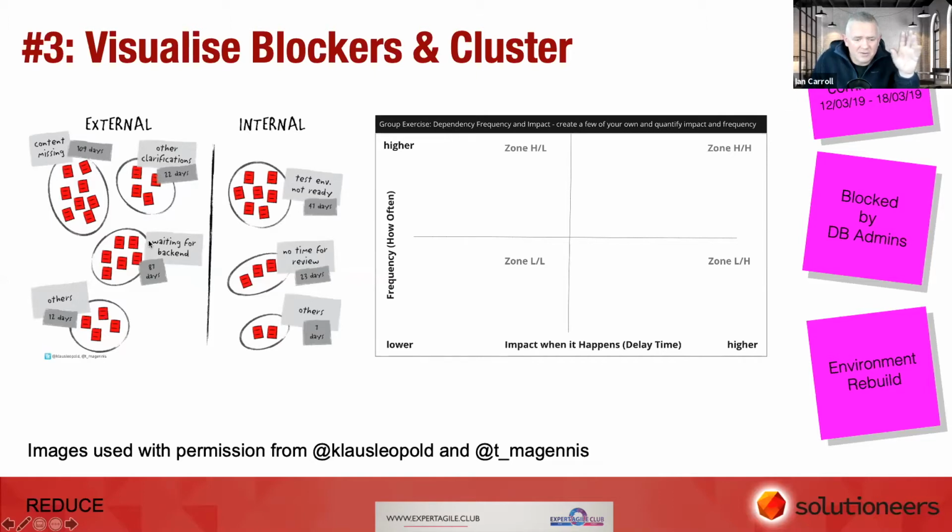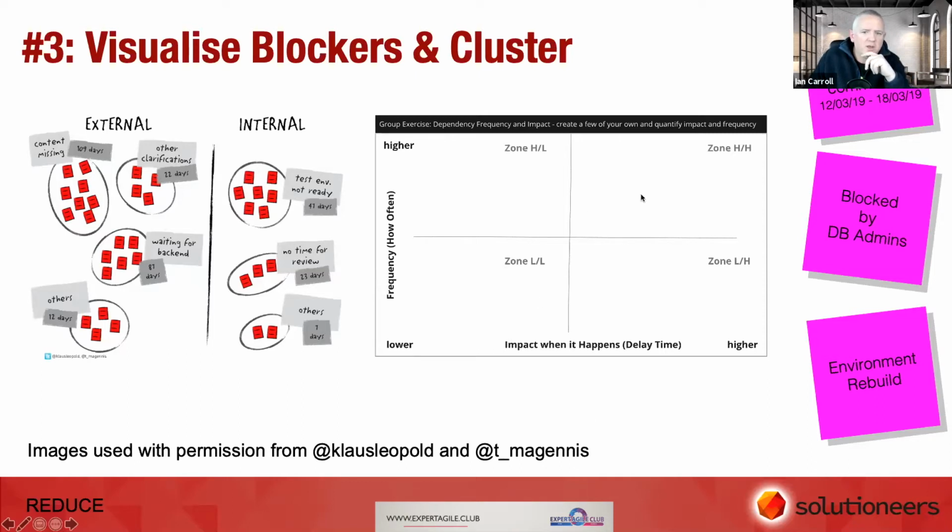If we can see the same group of people blocking us constantly, then we can really work on managing that dependency and reducing that. By the way, these two images were given to me with the kind permission of Klaus Leopold and Troy McGuinness, who really pioneered this blocker clustering technique.